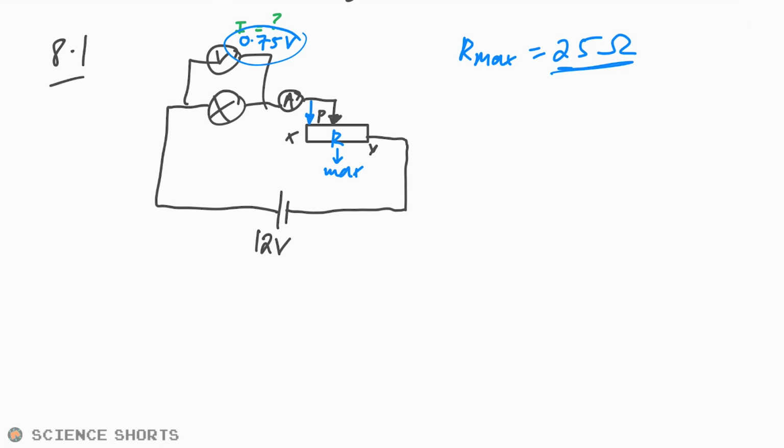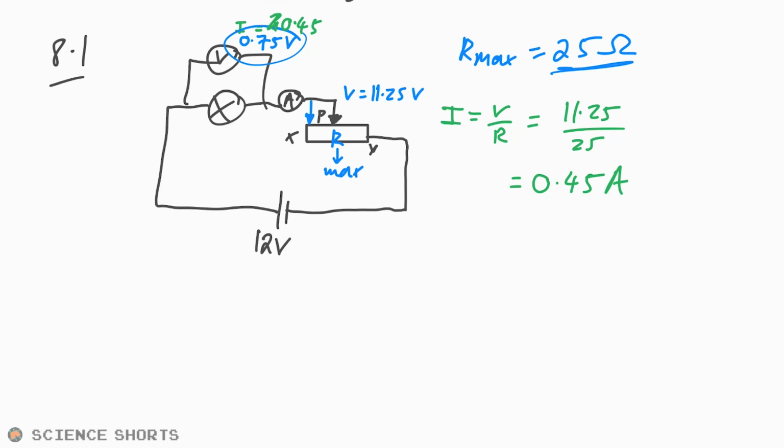Fine. So 25 ohms across there, and so therefore if it's 12 volts across the whole thing, then that means that V across here must be 12 take away 0.75, so that's 11.25 volts. Because everything's in series, the current is just V divided by R, so 11.25 divided by 25, and that gives me 0.45 amps. That's also the case for the bulb. So R of the bulb is going to be equal to V over I, so 0.75 divided by 0.45. Gives me 1 point something.